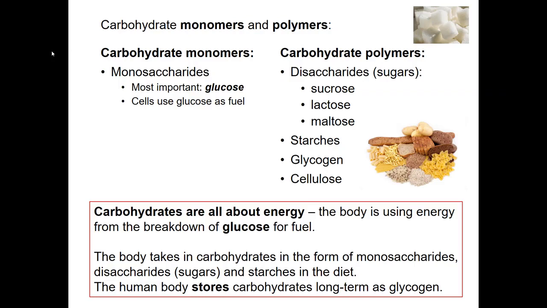So finally we get to carbohydrates. We have 3 minutes left, but let's start getting into carbohydrates. This is one of our 4 categories of organic molecules. And we can divide carbohydrates: there are examples of carbohydrate monomers, and there are examples of carbohydrate polymers. So when we talk about carbohydrate monomers, the most important thing that we're going to think about is glucose.